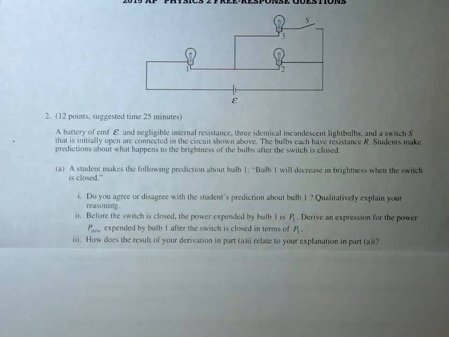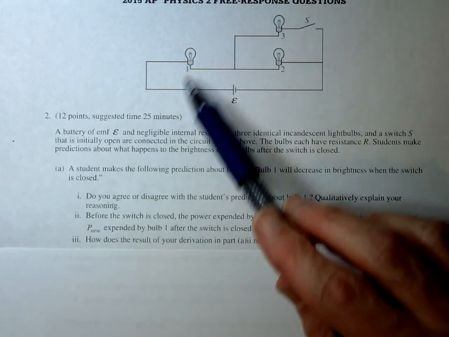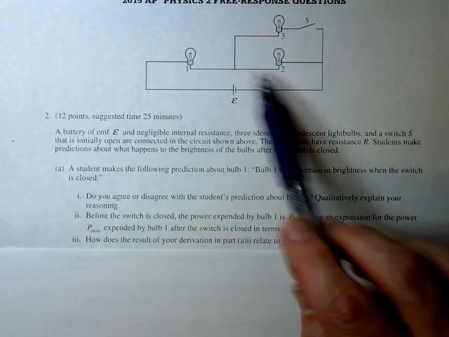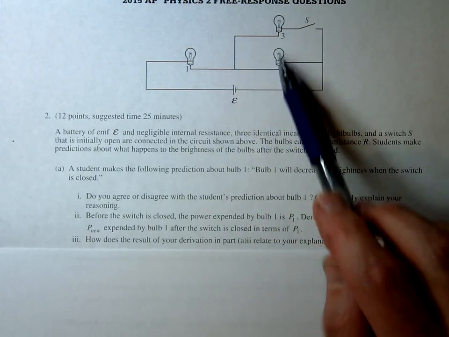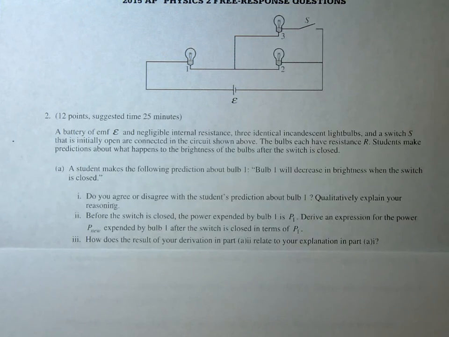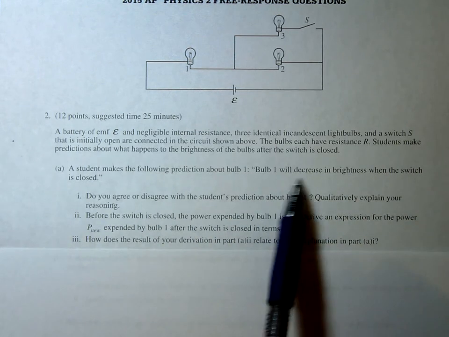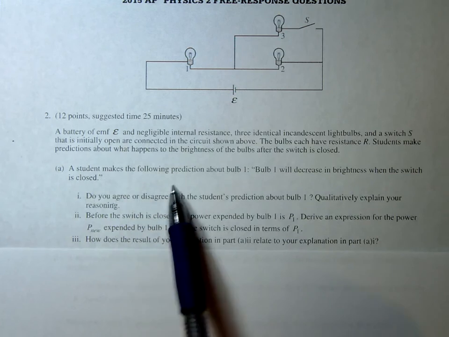Okay, this is the 2015 Physics 2 free response question number 2. So we have our little circuit set up here. All these 3 light bulbs are the same resistance. We start out with an open switch here, and then we're going to close it. So a student makes the following prediction: bulb 1 will decrease when the switch is closed.